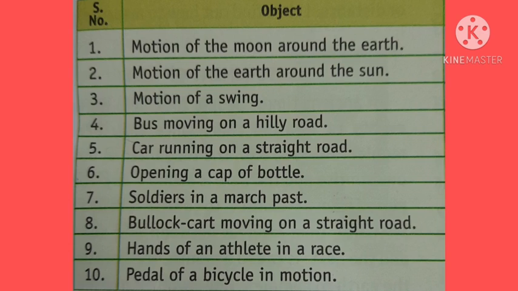Good. Number 4, a bus moving on a hilly road. Hilly road means you can imagine it goes up and down, so it is curvilinear motion, because a hilly road is not a plane, so we cannot say this is rectilinear motion. This is curvilinear motion. Next is a car running on a straight road. Yes, it is a straight road, that is why we say it shows rectilinear motion. Like that we have to understand other motions too.